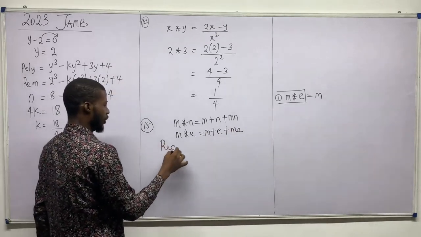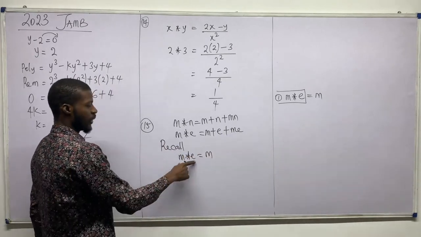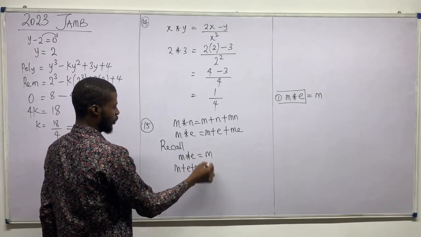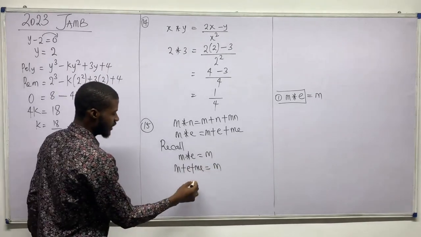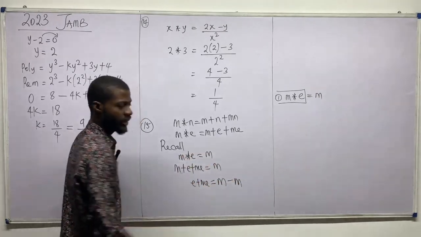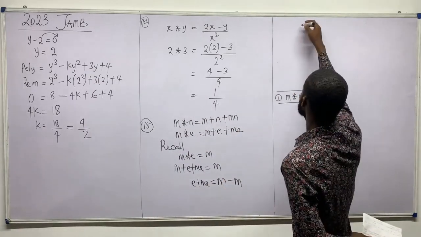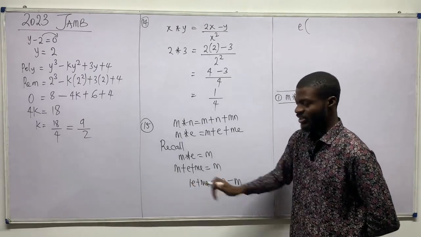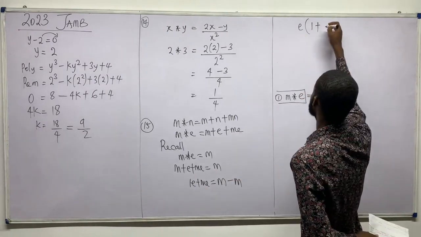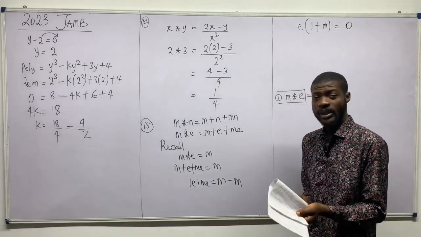So I'm going to then say, recall that M operation E is equal to M. So what is our M operation E? M plus E plus ME equal to what? M. Now, this is E plus ME equal to M. Can this M go over? It becomes minus M. Now, what is common on this very side? E, right? So if E is common, I'll bring it out. Remember that there's an invisible 1 here, right? So if E should come out, this will become E times 1 plus M, equal to M take away M, which is what? 0.